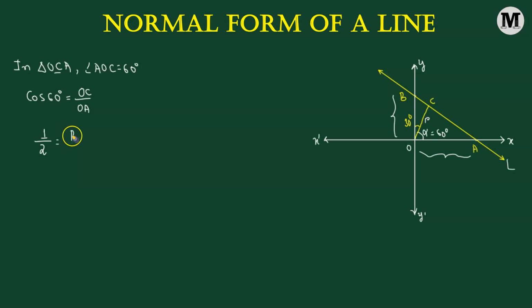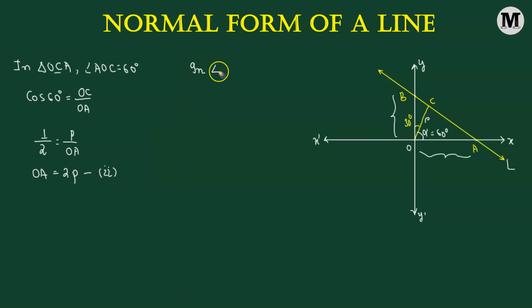Now what is OC here? That is the perpendicular distance p, so p over OA. Cross multiplying, we get OA equals 2 times p. Let's label this as number 2. Next, we're going to consider the upper triangle.